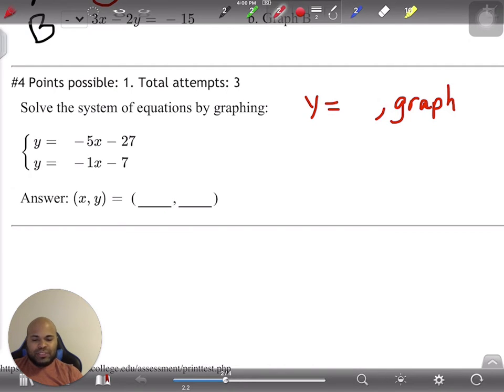Okay, and then I go to the second graph and I go to y equals. Remember, you've got to solve for y equals mx plus b: negative x minus 7. Now remember, you can do this in different places. It doesn't matter which calculator you use. The idea is that you find the intersection.